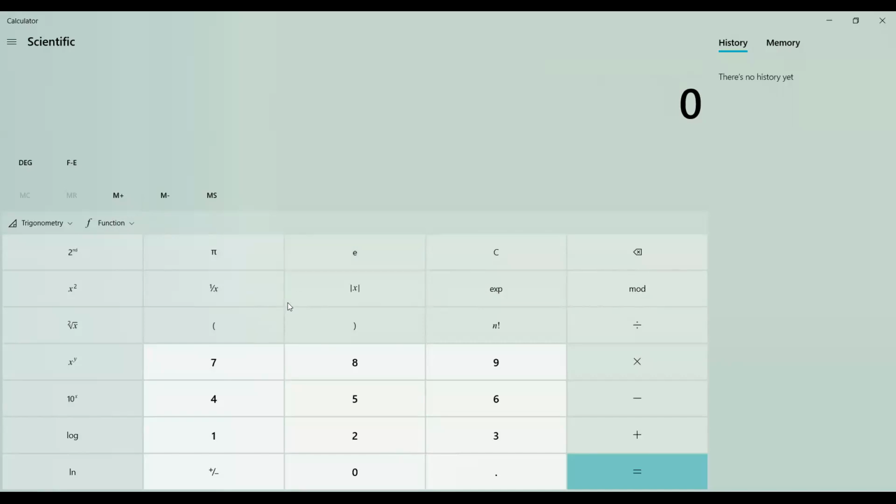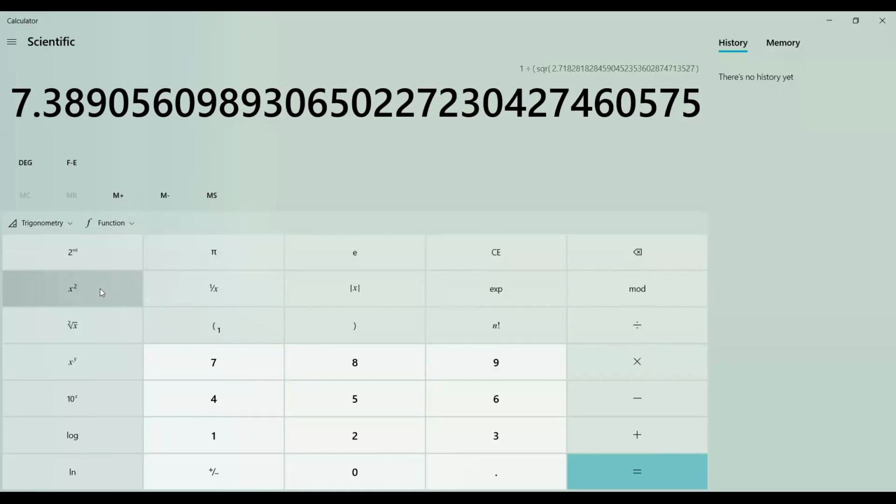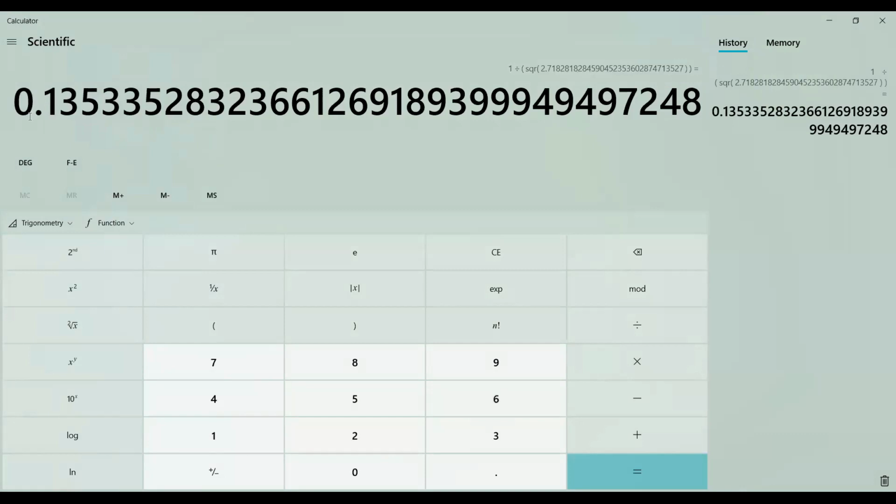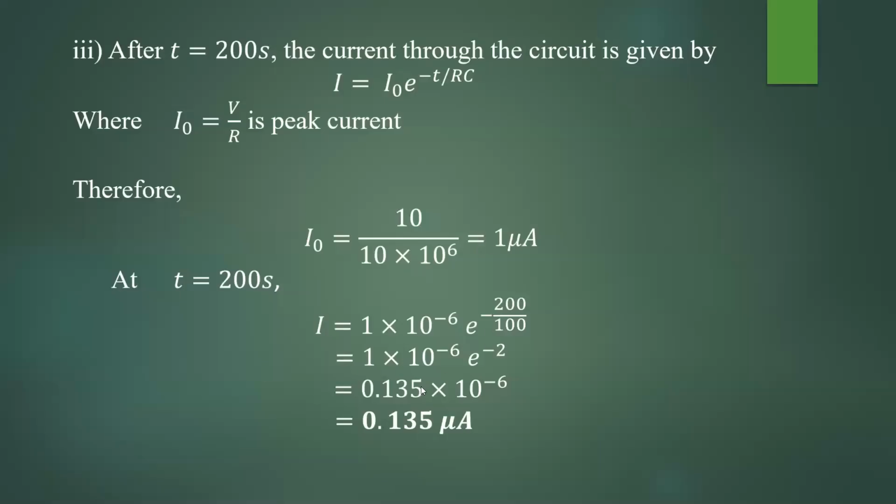So 1 by e square I can do. Basically e to the power minus 2 means 1 by e square, 1 divided by e squared. Close the bracket. So that will be equal to 0.135 something. It is showing a long answer, so you can take 0.135 as the answer. That is how we can take the particular answer. E to the power minus 2 means it is 1 by e square, just like that.